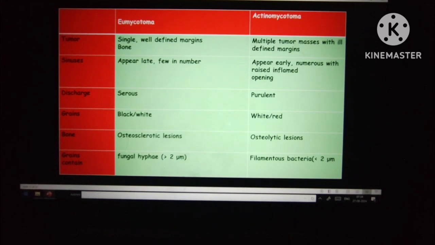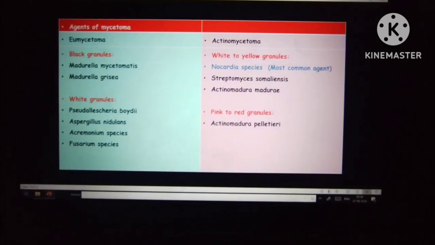Here you will be seeing fungal hyphae, which are usually more than 4 micrometers in the grains. Just remember the bacteria points, so it is the opposite for fungus. So next, what are the agents of mycetoma? I already told you mycetoma is mainly caused by fungus, whereas actinomycetoma is caused by bacteria.